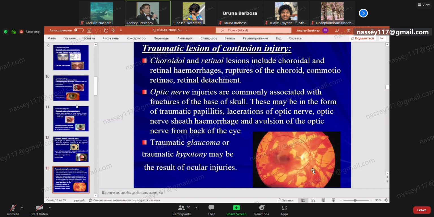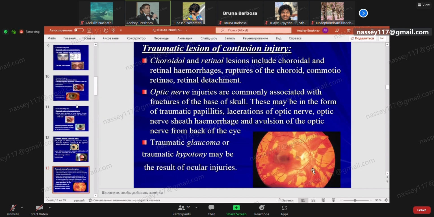Choroid, the posterior part of the uveal tract, and retina, the underlying retina. Traumatic changes of these two structures include choroidal and retinal hemorrhages, ruptures of the choroid, contusional edema of the retina, and retinal detachment, the most severe type of the pathology. In most cases, traumatic changes of the retina and choroid are associated with severe loss of visual functions.